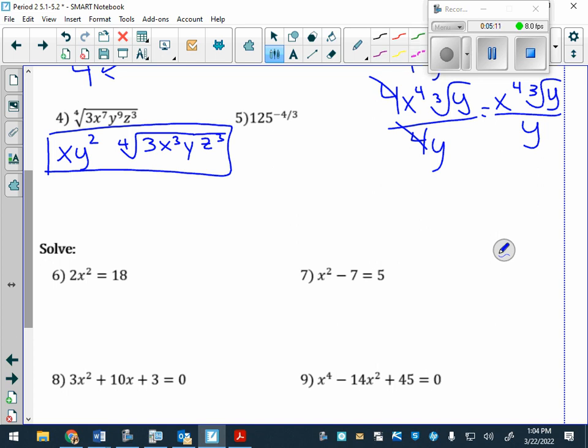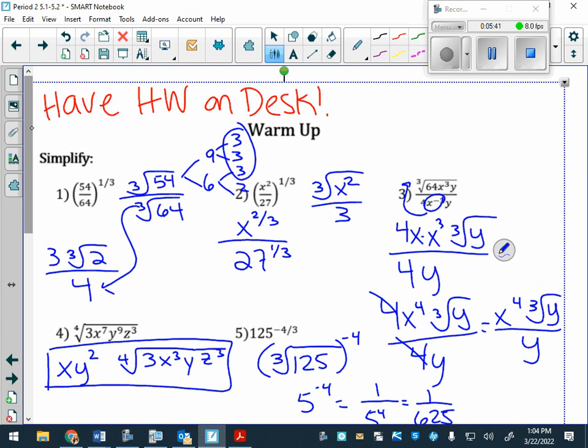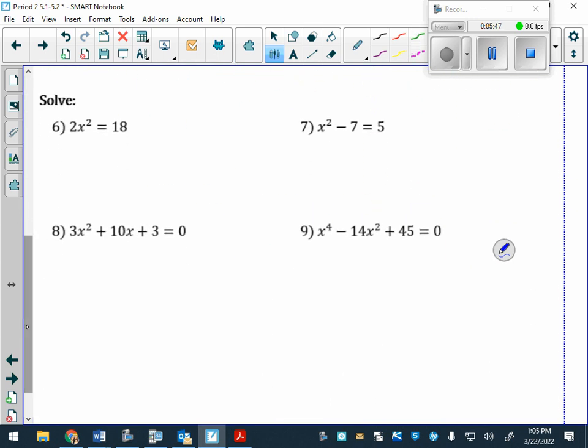1 over 625. So we have the cube root of 125 to the negative 4th. Take the cube root first, which is 5, to the negative 4th. We can't have a negative exponent. So 1 over 5 to the 4th. And then if you do that out, 625. Okay? Questions? Yep. It's the cube root because it's all raised to the 1/3. Okay? Yeah? All right.